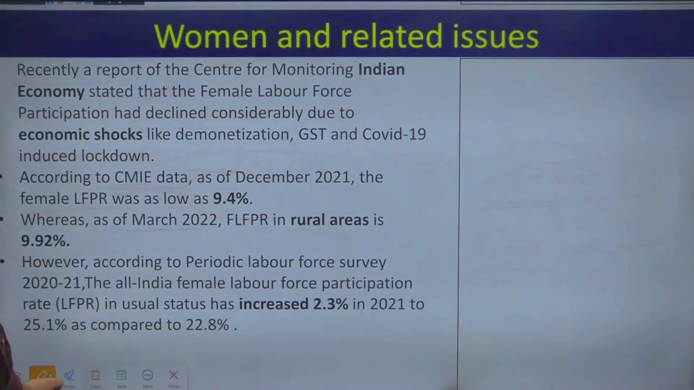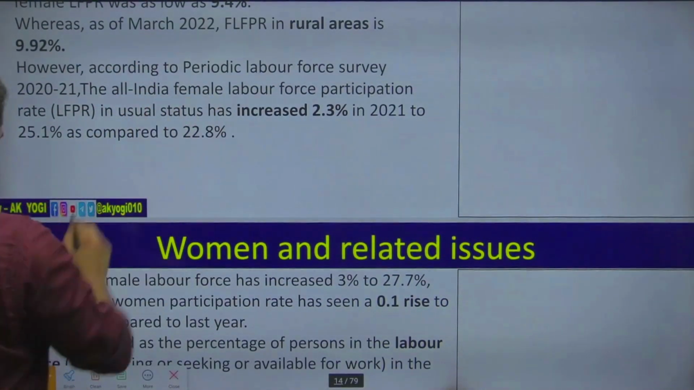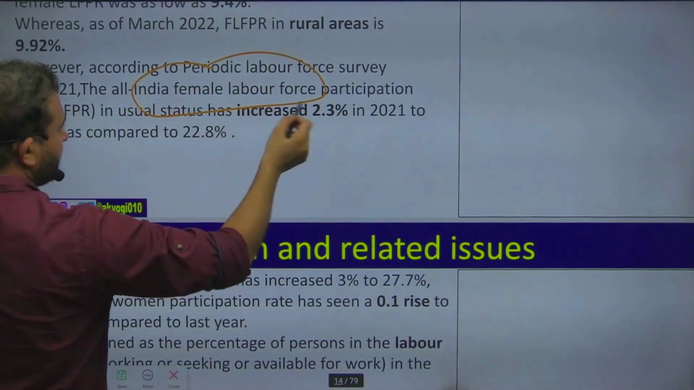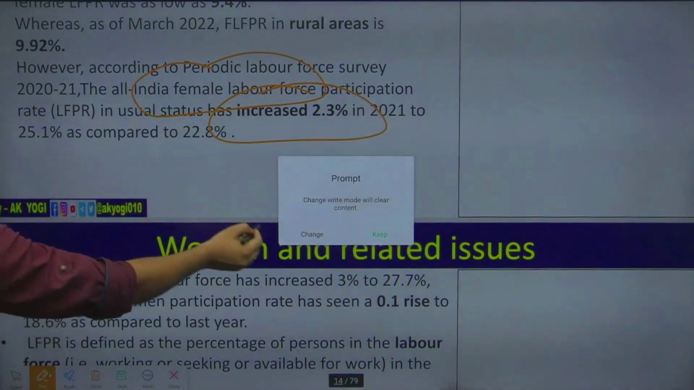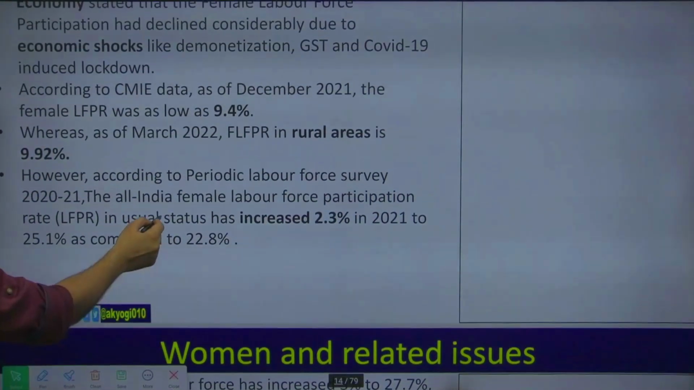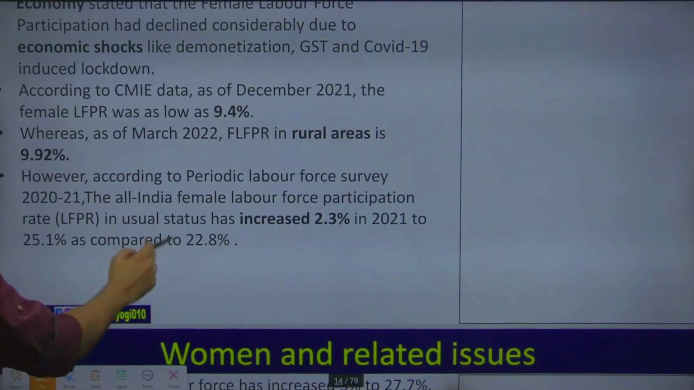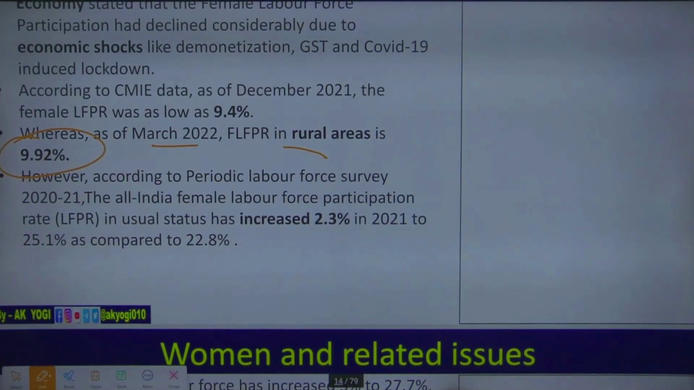However, according to the Periodic Labour Force Survey 2021, the all India labor force participation actually increased by 2.3%. Because now urban areas have also been considered. So urban area labor force participation increased, but in rural areas it decreased.